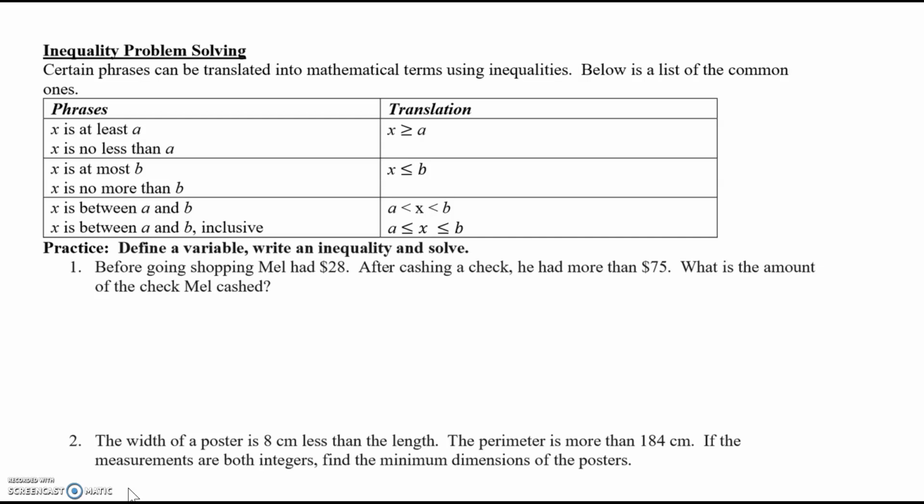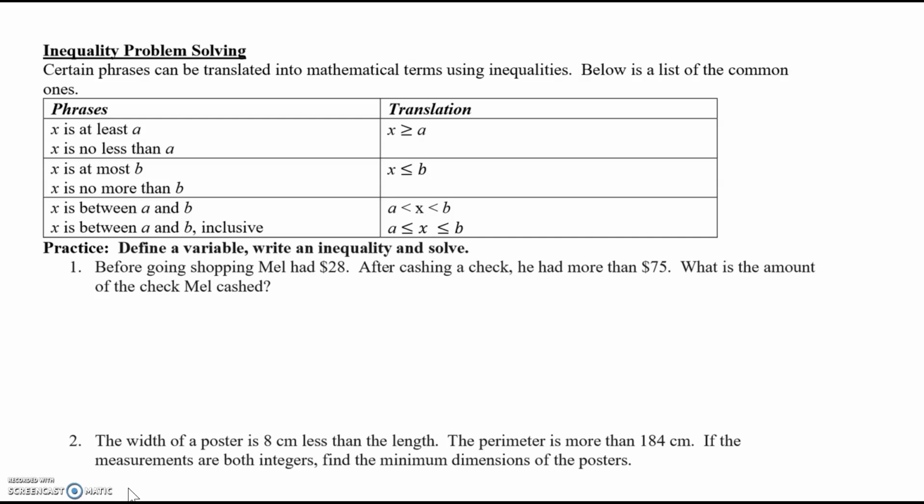X is between a and b means just that. And x is between a and b inclusively means that it's equal to that. Okay, so let's look at these couple of word problems and see how we're going to go about solving them. It says define a variable, write an inequality, and solve.